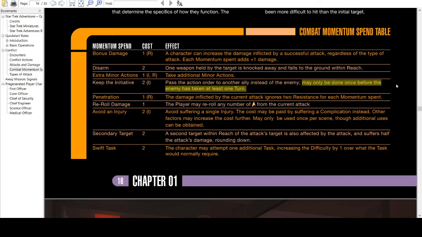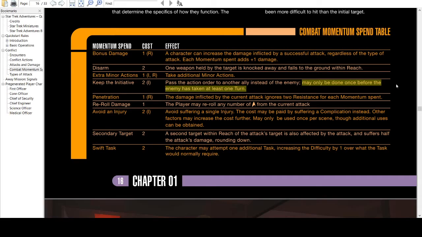The damage inflicted by the current attack ignores 2 resistance for each momentum spent. So this is actually quite a big deal, assuming the target has resistance, and technically it can negate even a resistance dice, because remember, a resistance dice's maximum number is 2, so by just spending 1 momentum they can actually negate, say, the cover from the resistance dice of the target.